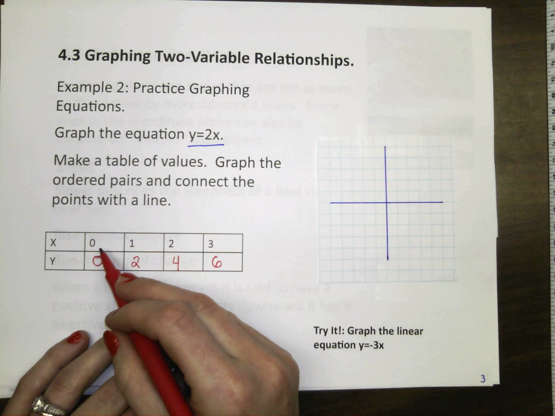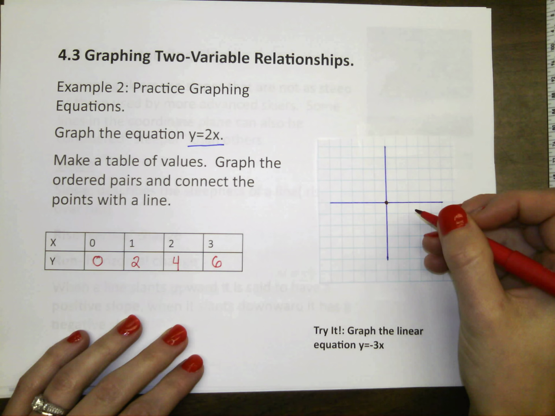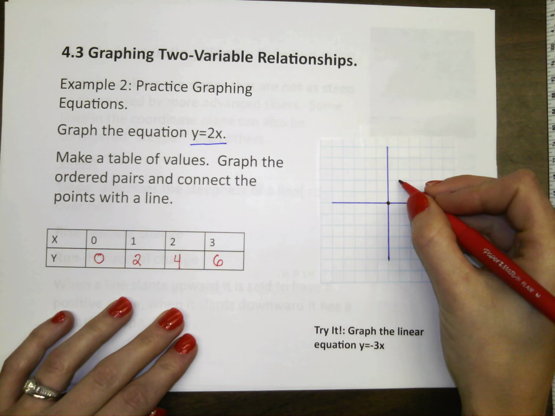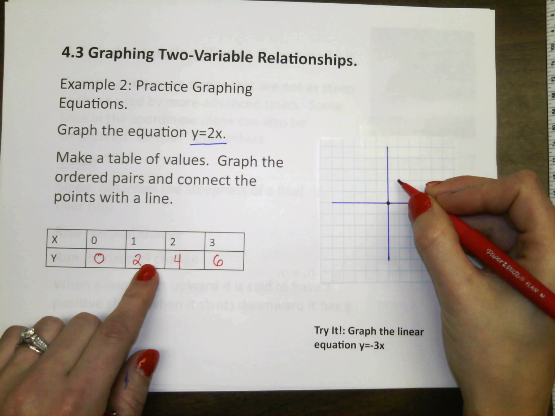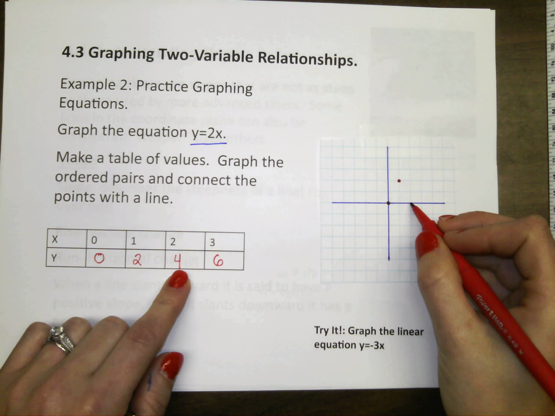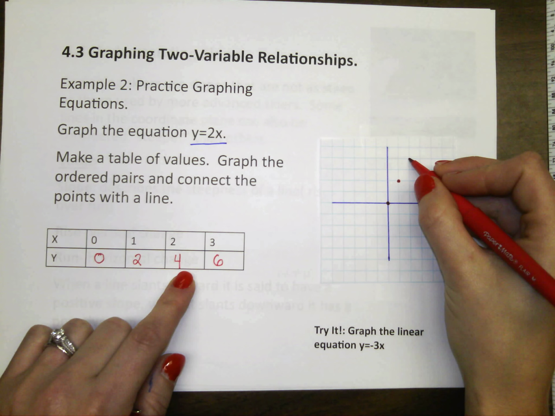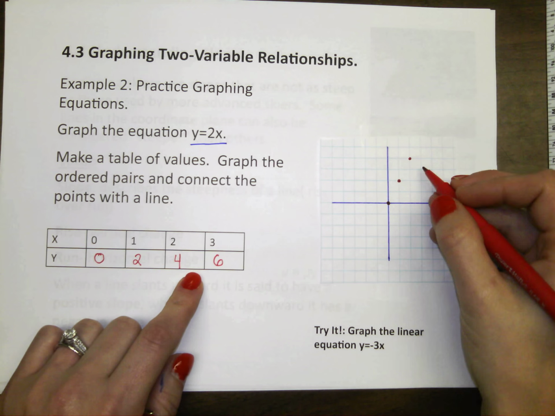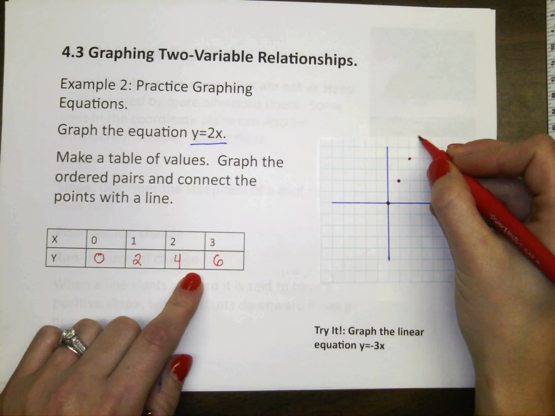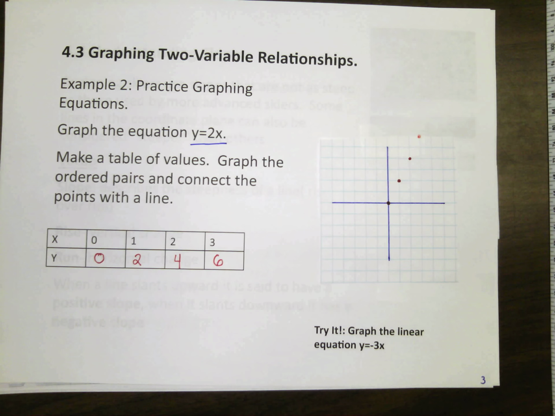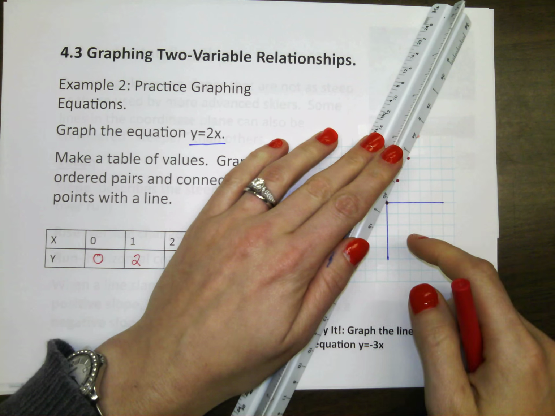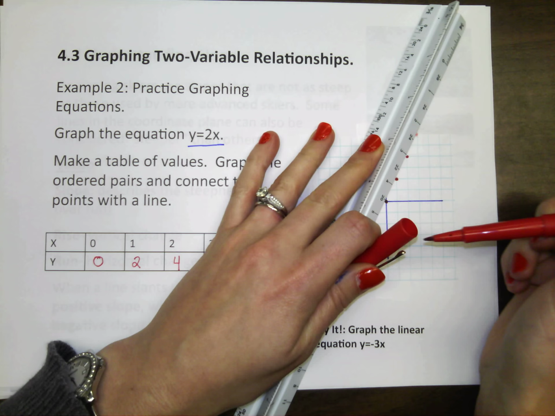So 0, 0 is here. Then we have the 1 and go up 2 for the second point. We have 2 and then up 4. And then we have 3 and up 6. So now we have our points and we need to connect them for graphing.